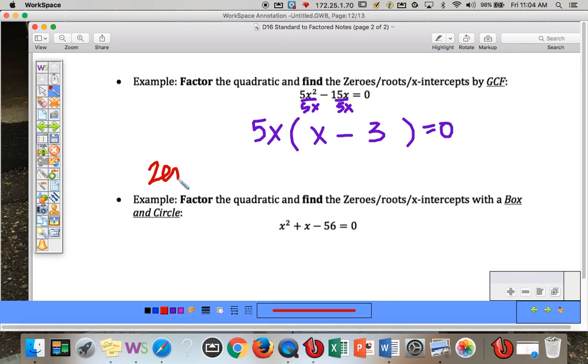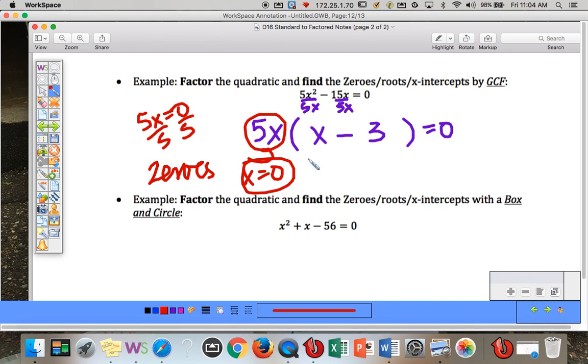If you wanted the zeros, what would make 5x equal 0? So if you don't know, you can make an equation. So here x equals 0. 5 times 0 is 0. What makes x minus 3 equal 0? That would be 3. So here are the zeros of the graph. That means your graph would cross at these 2 points.